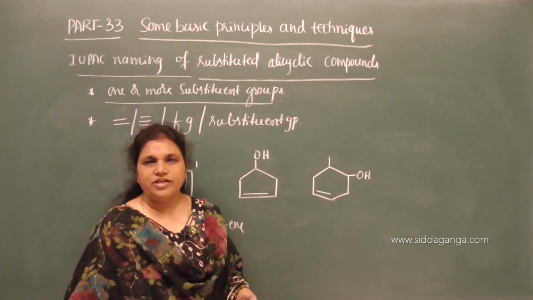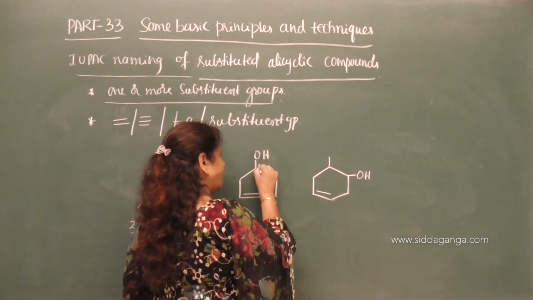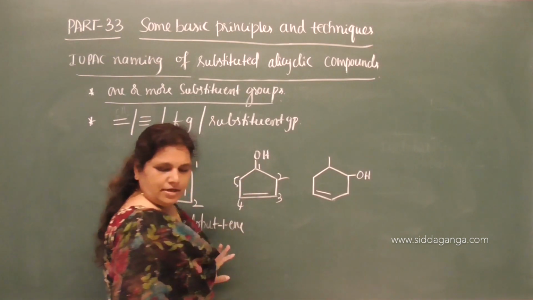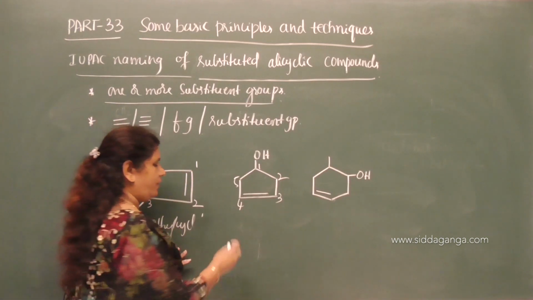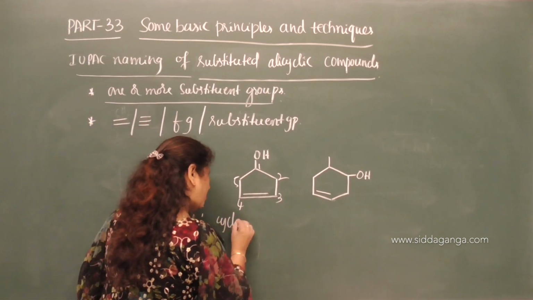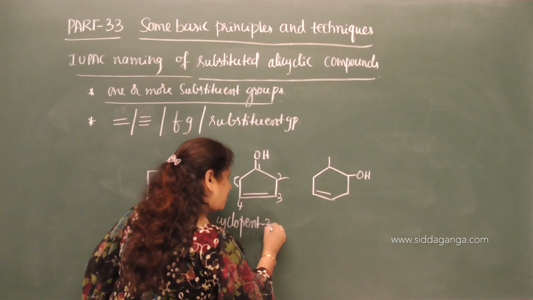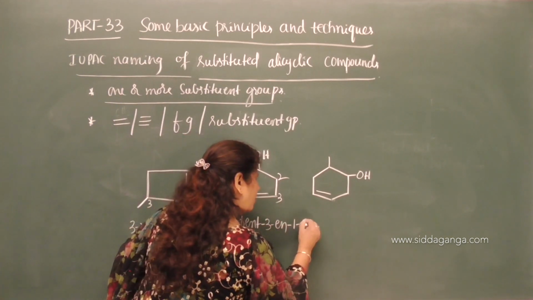OL. The same secondary suffix that we are using, and preference should be given to the functional group. How to give the preference? By assigning the lowest possible number, that is 1, 2, 3, 4, 5. Then what is the name? What is the IUPAC name of this? What is the root word? Root word is cyclopent, correct? 3-en. On the third carbon we have a double bond, third and fourth, 3-en-1-ol.